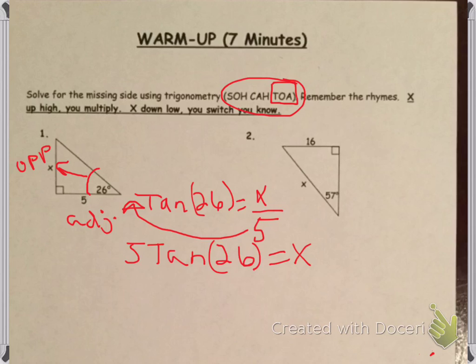So now what I'm going to do from there is I'm going to plug it into my handy dandy calculator here. And when I plug it in, I should go 5 times the tangent of 26, and I enter and I get 2.43, so about 2.4 I'd say is x.